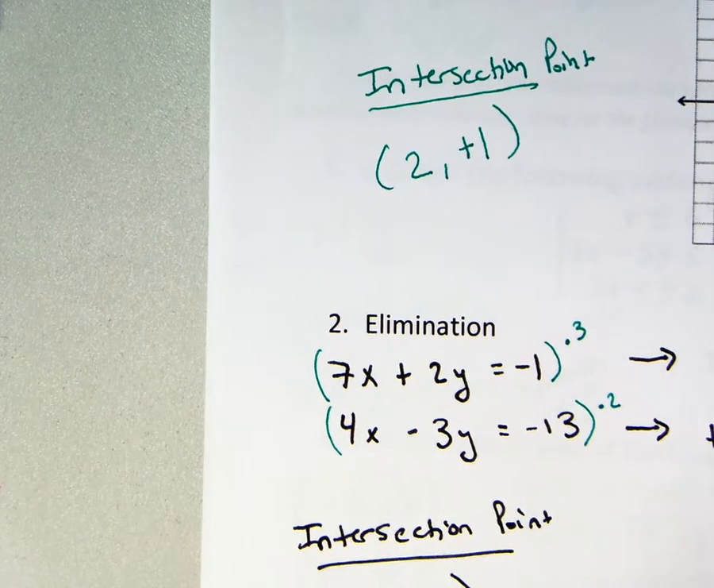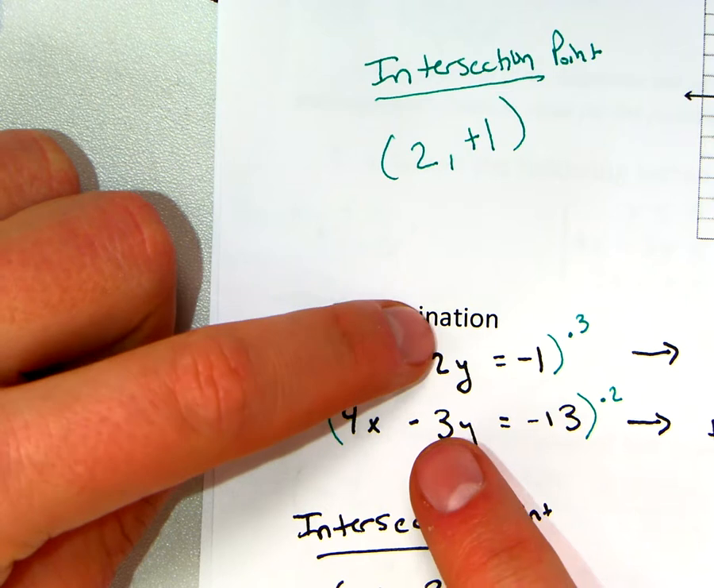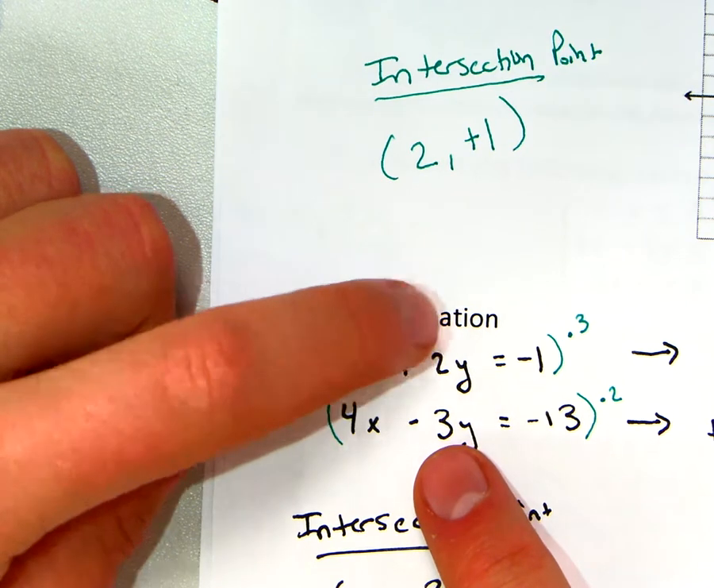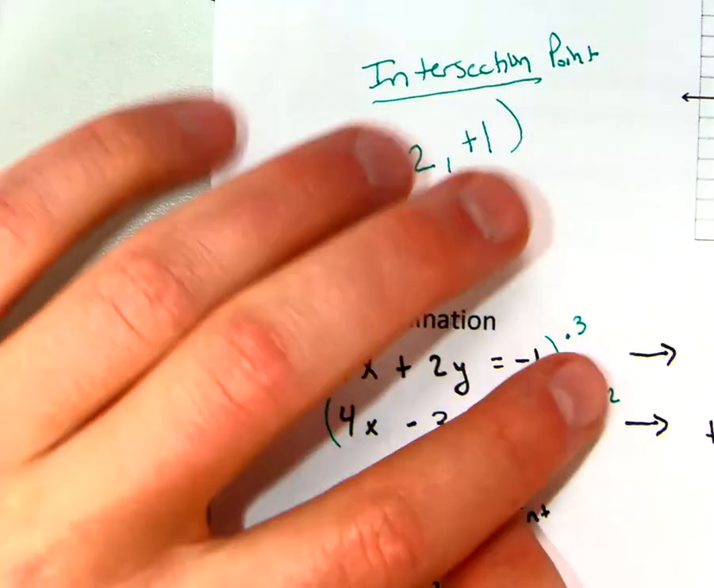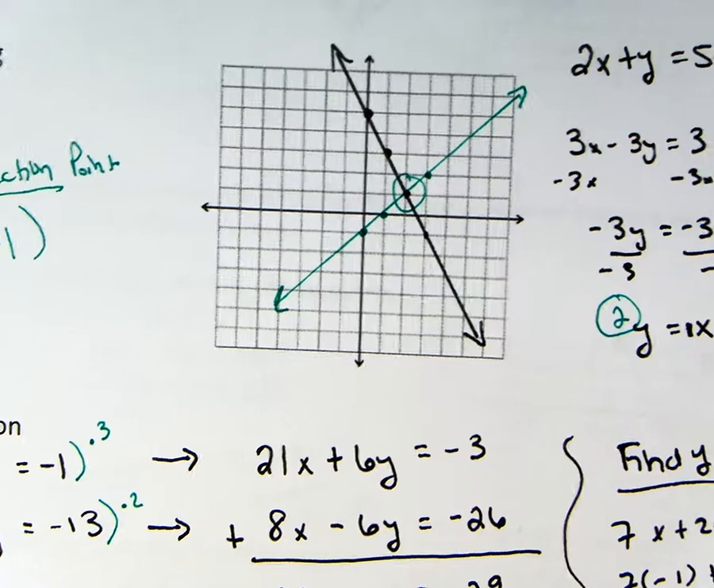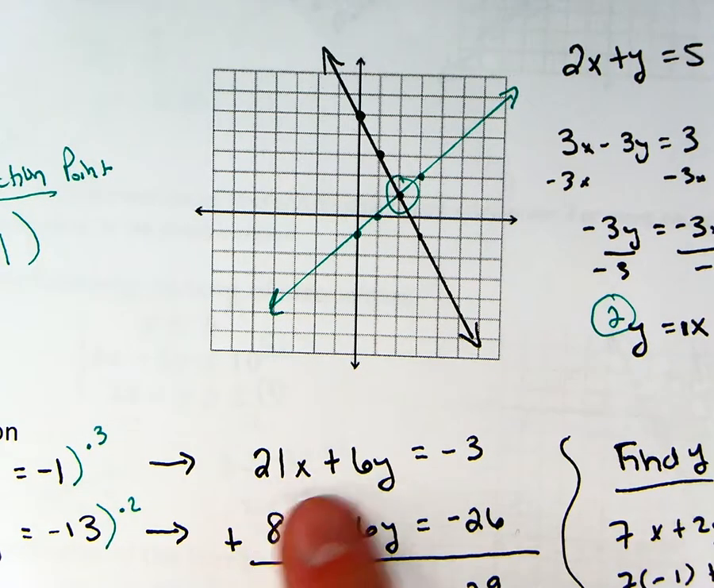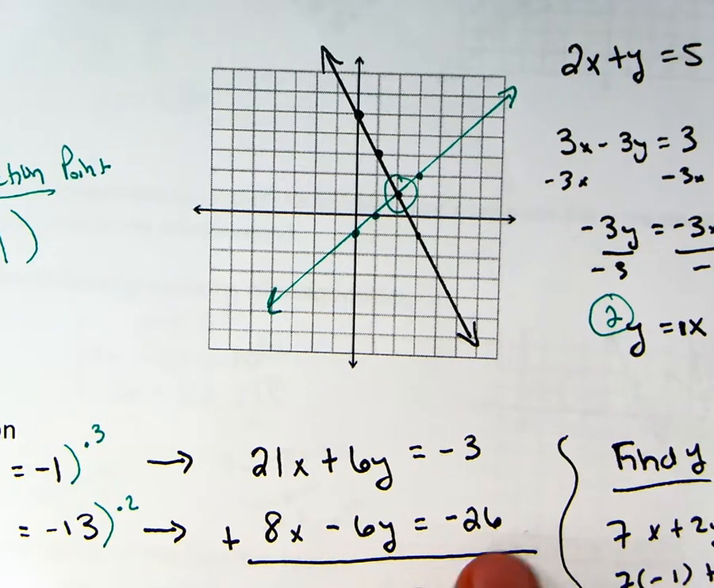My x's or my y's first, and I'm deciding I want to get rid of my y's first. To do so, I need to make sure that the coefficients in front of y are basically opposites of each other. So I'm multiplying this entire row by 3 so I can get 6y, and this entire row by 2 so I can get negative 6y. So now I have 21x plus 6y equals negative 3, 8x minus 6y equals negative 26.